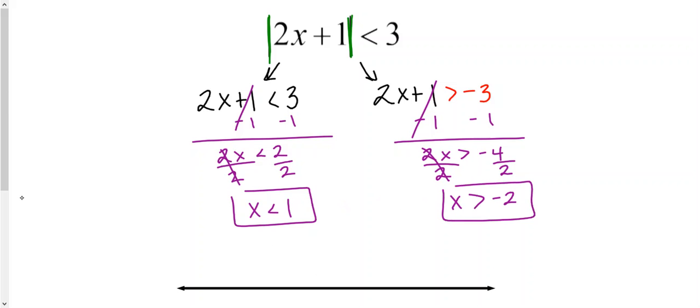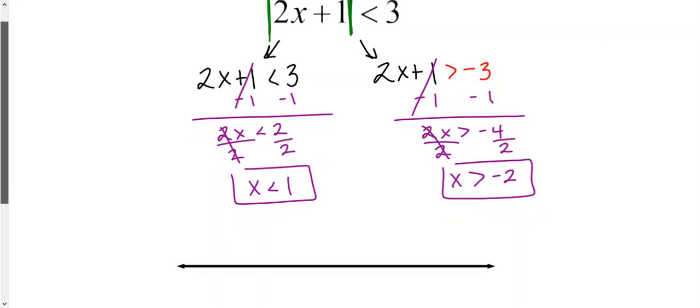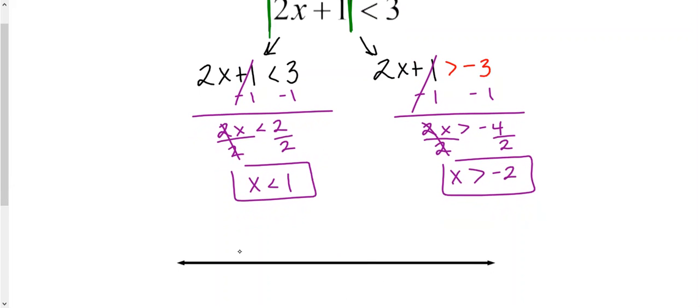So we still have our two solutions. And we're going to set up our number line. So again, smaller number goes to the left. So in this case, it's negative 2. Bigger number goes to the right, positive 1. And you can pick any number that falls in between them. I'm just going to pick 0.